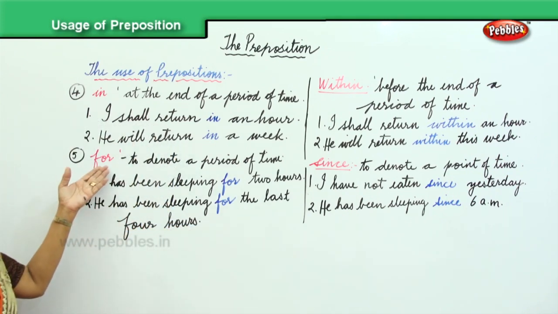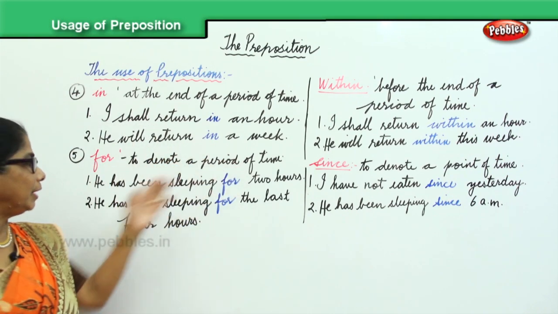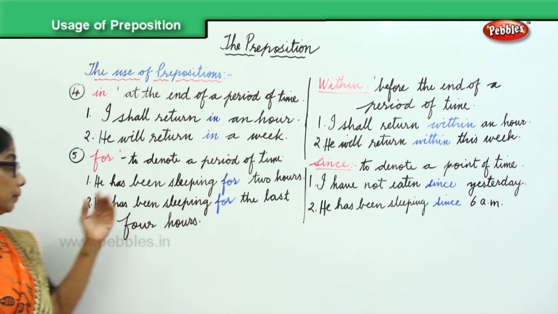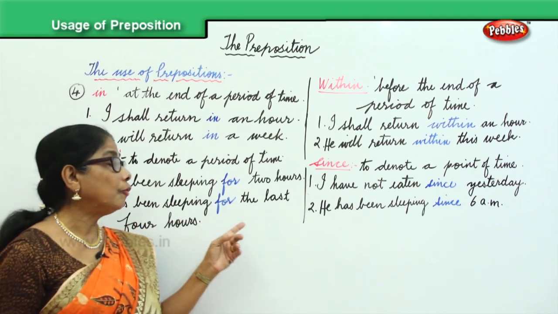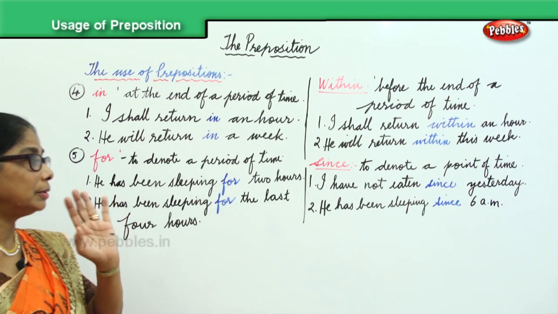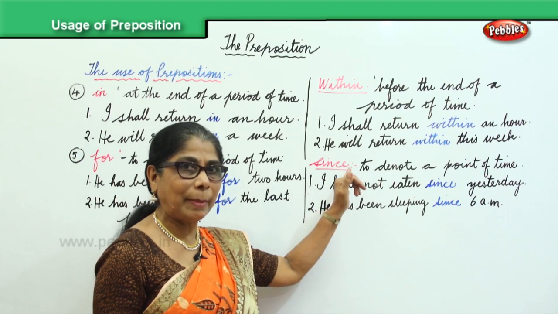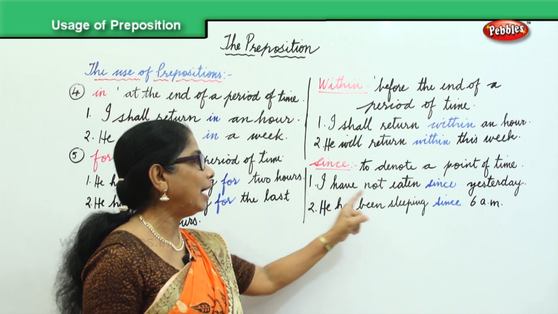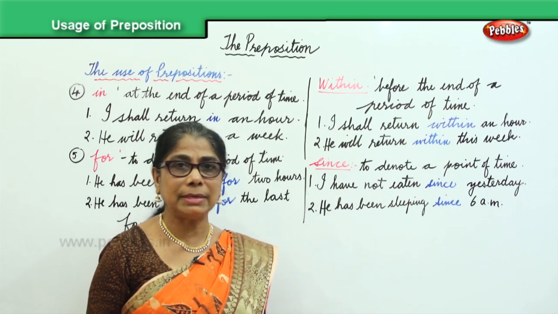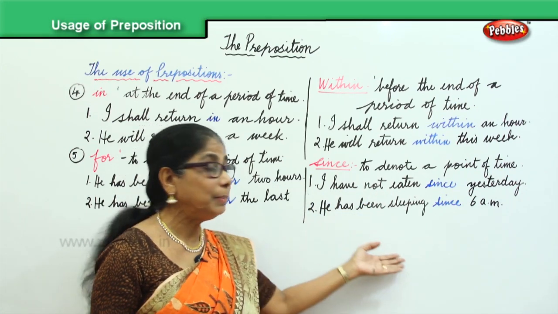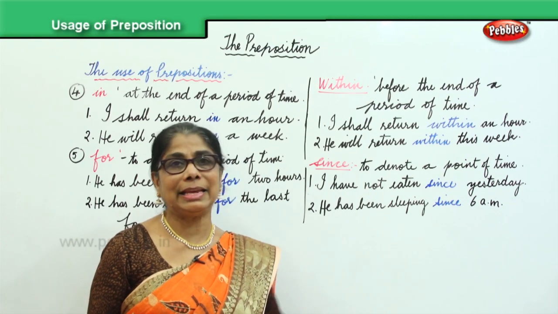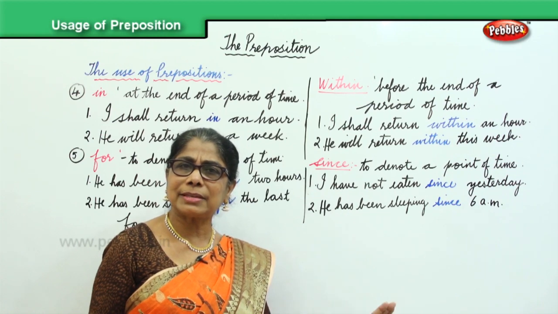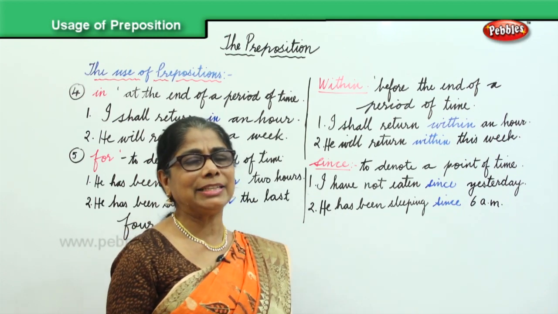Then we have the use of for to denote a period of time. He has been sleeping for 2 hours. He has been sleeping for the last 4 hours. The preposition since is used to denote a point of time. I have not eaten since yesterday. He has been sleeping since 6 a.m. So while you do a lot of exercise, practice will make us perfect.